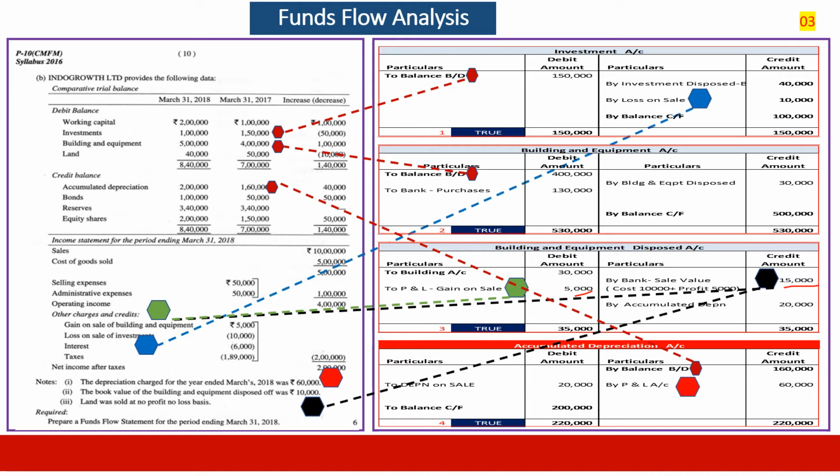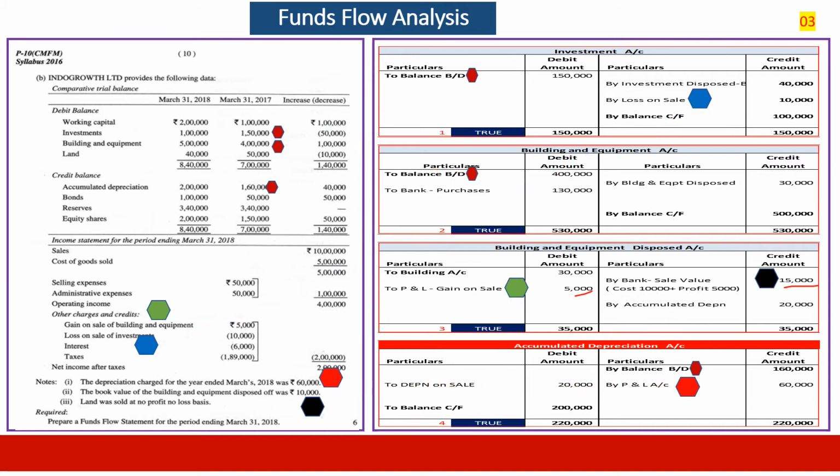Then we have got loss on sale of investment, 10,000. 1,50,000 is the opening balance. Closing is 1 lakh. 10,000 is the loss, means what we realized from sale is 40,000. Then we have got here the amount of depreciation charged. Depreciation charged in respect of building and equipment only, the amount charged is 60,000. That way we have posted all figures into the adjustment accounts.